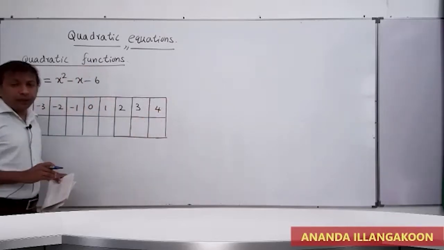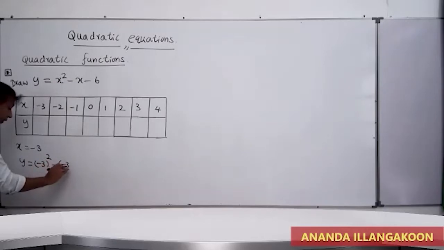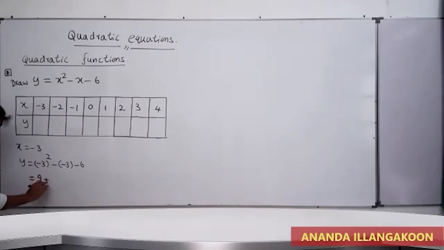Right. Now for each of these x values, I am going to substitute them here to find the corresponding y value. So x equals minus 3, people. When you put it here, what do you get for y? y comes as minus 3 whole squared minus minus 3 minus 6, right? Minus 3 squared is plus 9, and here plus 3 and minus 6. Then we get y as 6. y is 6.